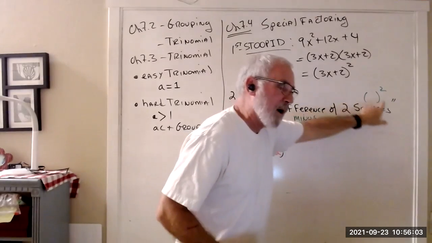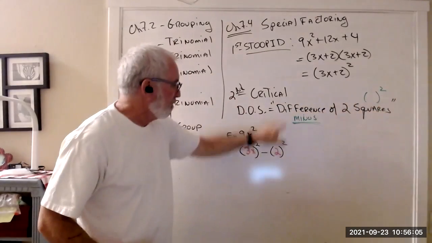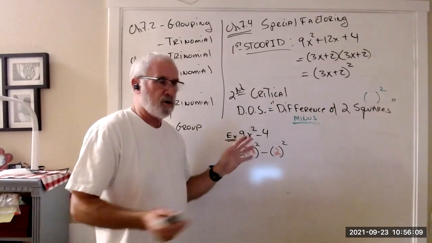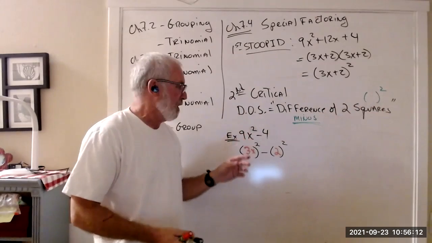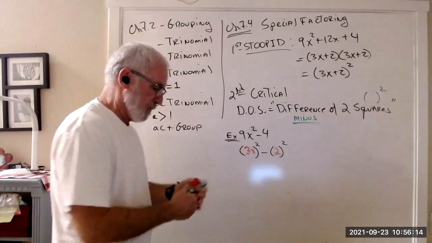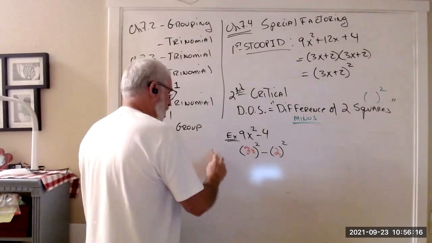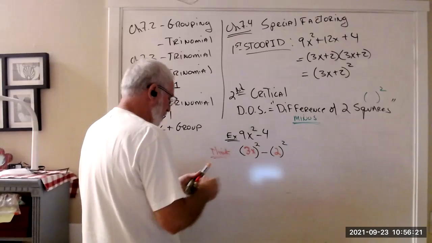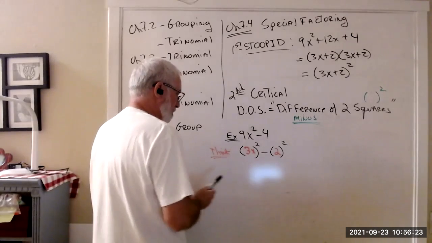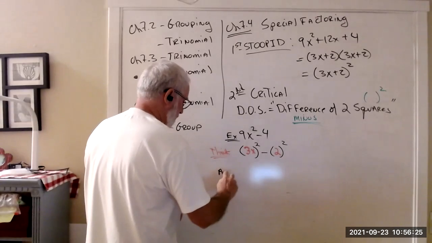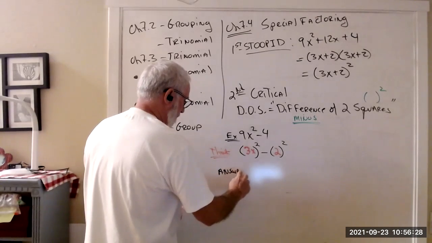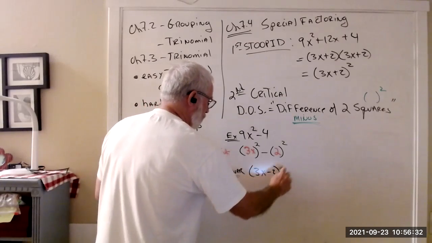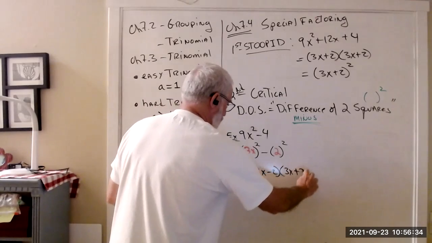things that are being squared, and there is a minus sign between them. Very important. If there's a plus sign, it doesn't work. You can try all day long, it just doesn't work. Okay, but that's not your answer. This is what you're thinking. Think. Okay, here is your answer. 3x minus 2, 3x plus 2.